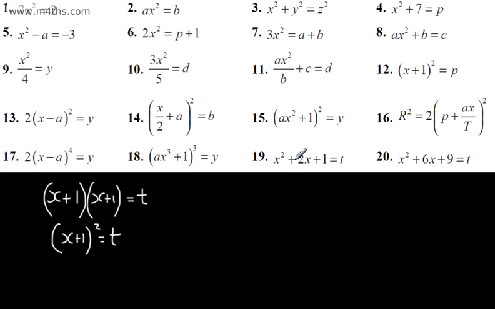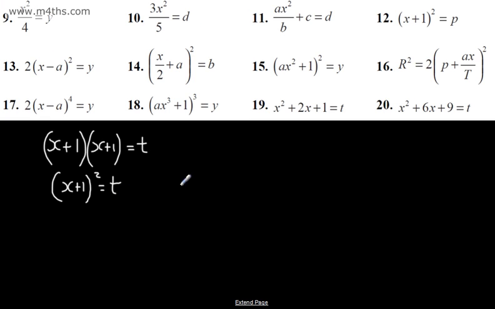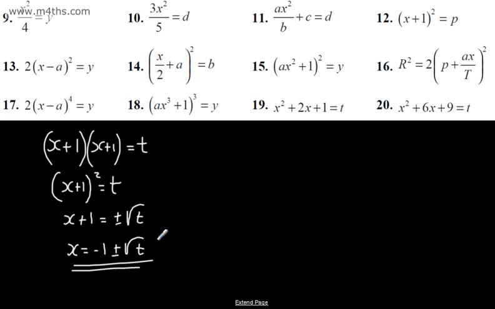With this one, you think, oh, I've got an x in it, because if you start messing about with it, we're essentially looking to get x rather than x squared, and I'll let you play around with it. So now we can say that x plus 1 is equal to, taking the square root of both sides, plus or minus root t. So x is equal to negative 1, subtracting 1 from both sides, plus or minus root t. So that's what we get.